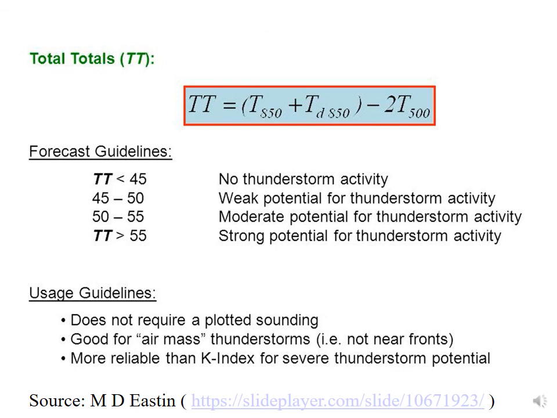So the forecast guidelines are total totals less than 45, no thunderstorms. And by the time you get to total totals greater than 55, you have strong potential for thunderstorm activity. It's good for air mass thunderstorms, and it's more reliable than the K index for severe thunderstorm potential. And because of that, it is actually used within the SWEAT index to help predict the formation of thunderstorms, and then the SWEAT index includes additional information about the wind shear to determine the probability of severe weather.